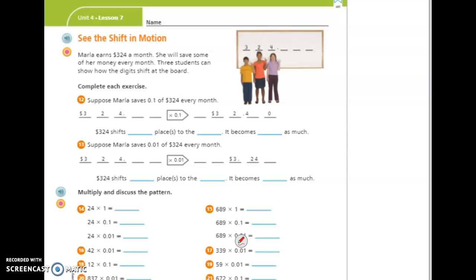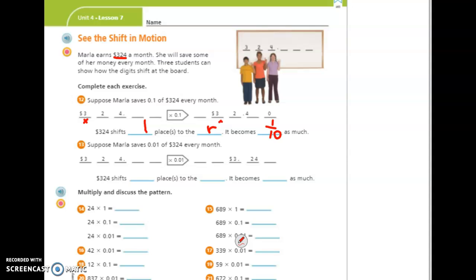But now we have Marla, and sorry, is it Marla or Maria? I think it's Marla. She earns $324 a month, and she's going to save her money. Okay, so 1/10 becomes $32.40. So how many places did they shift? Well, the 3 moved from the hundreds to the tens. It shifted 1 place to the right, and it became 1/10 as much. Just like our problem with Leon.